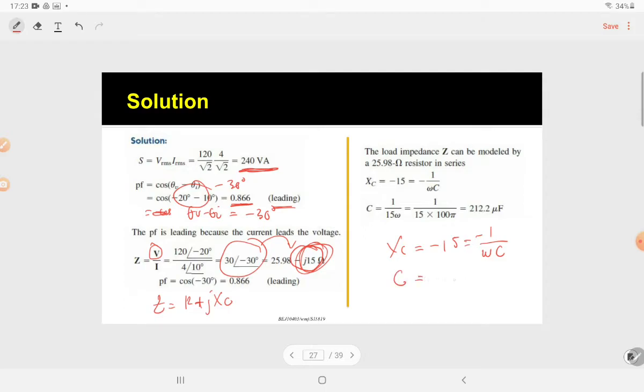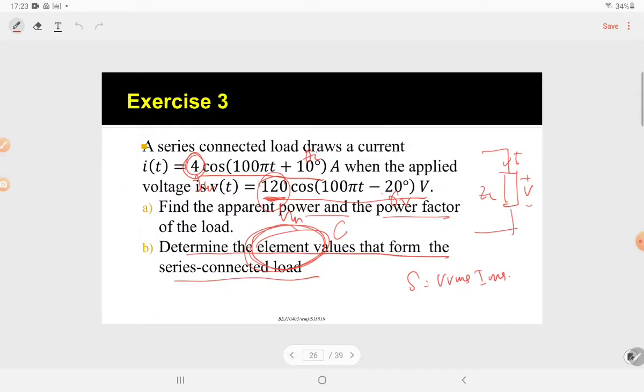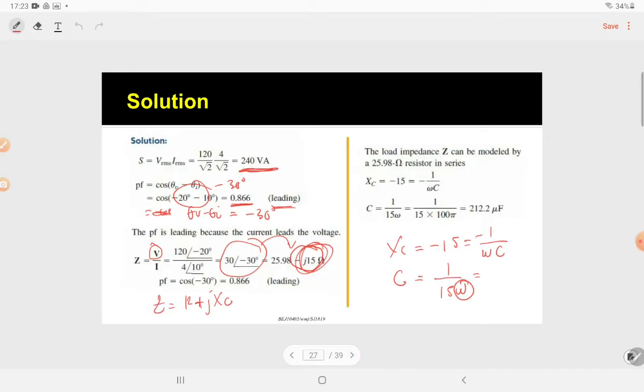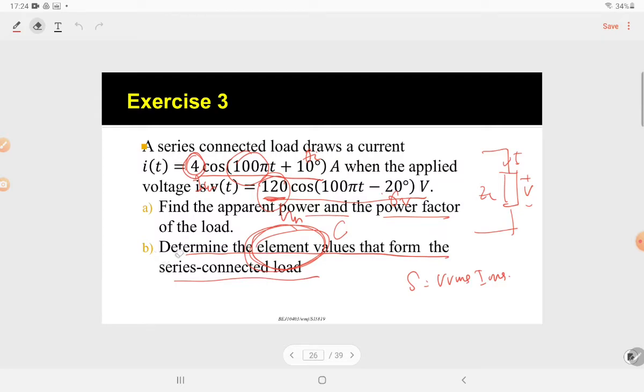You can find the C value equal to 1, negative, negative, so they eliminate each other. So C equal to 1 divided by 15 omega. Just plug in the omega value in here, where omega equal to 100 pi. So 1 divided by 15 times 100 pi equal to 212.2 microfarad. This is the answer for part B, which is determine the element value.